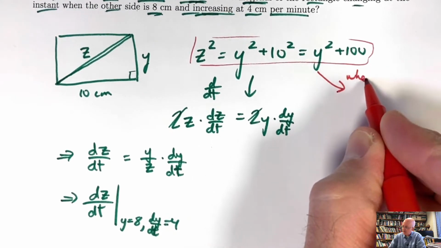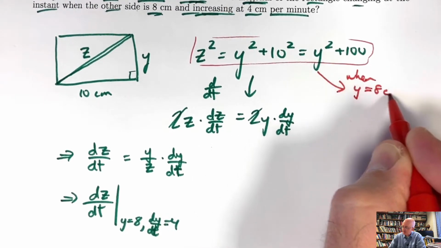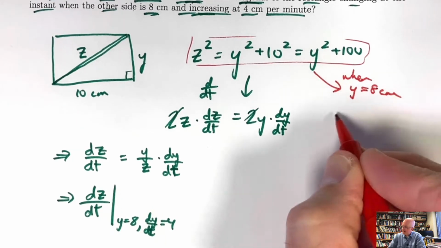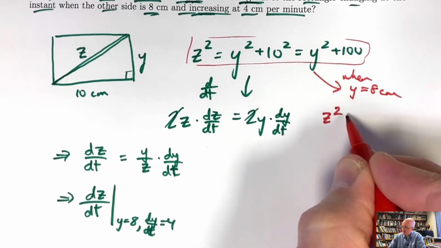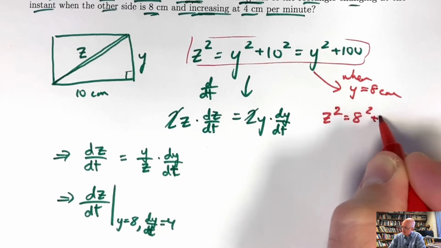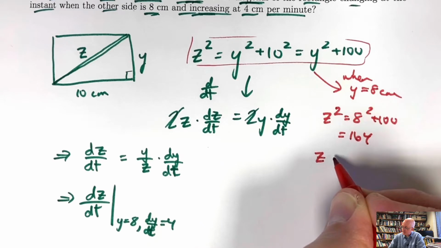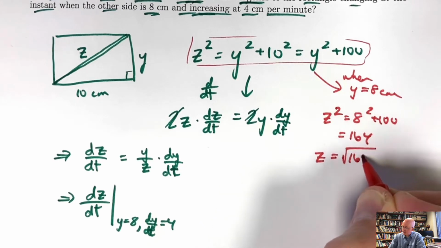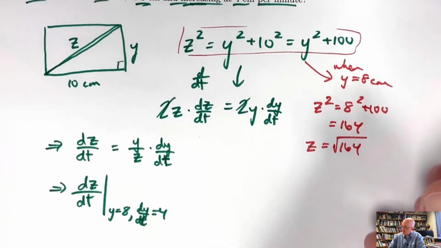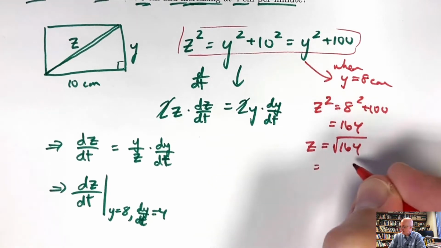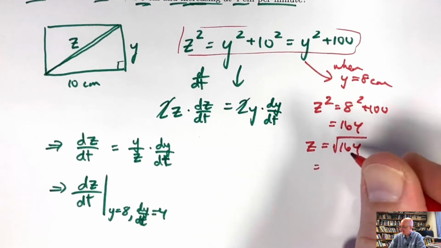When y equals 8 centimeters, z squared will be 8 squared plus 100, 164. So z itself will be the square root of 164. That's not a perfect square, but does it simplify? You can simplify it if you want, or you don't have to.